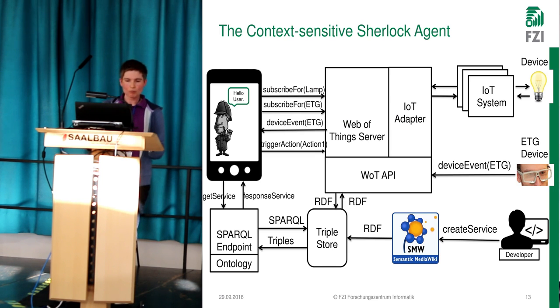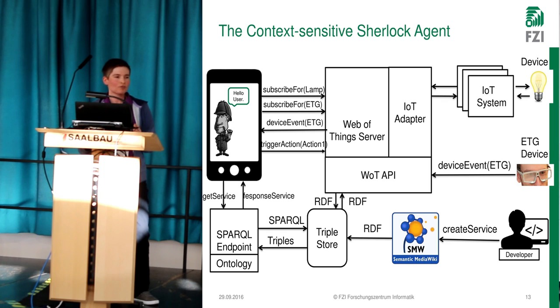Okay, now here I am showing how this is processed. First of all, our developer creates the appropriate rules, or the service description with the appropriate rules. Then RDF is extracted into a triple store, which also provides a SPARQL endpoint. And now our Sherlock instance is starting. It can start on different kinds of devices. And then first of all, it requests its service description.